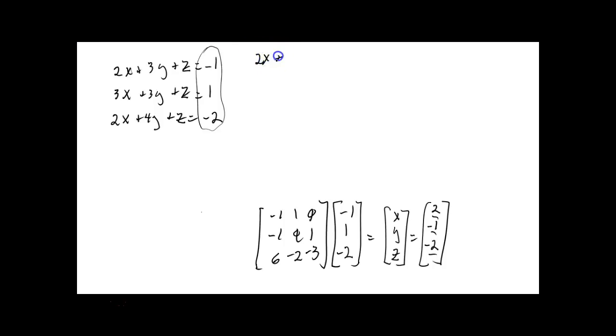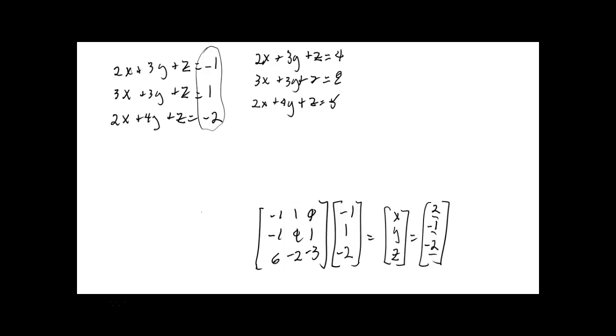2x plus 3y plus z is equal to 4. 3x plus 3y plus z is equal to 8. And 2x plus 4y plus z is equal to 5. Okay? Now, how do we proceed? What are we trying to do? You're trying to solve that system of equations.